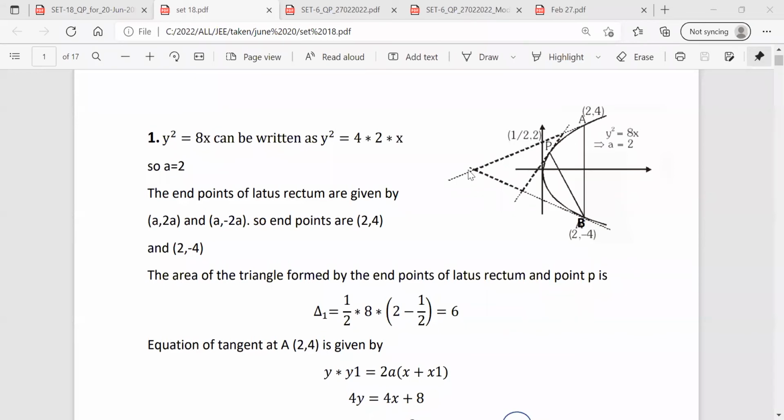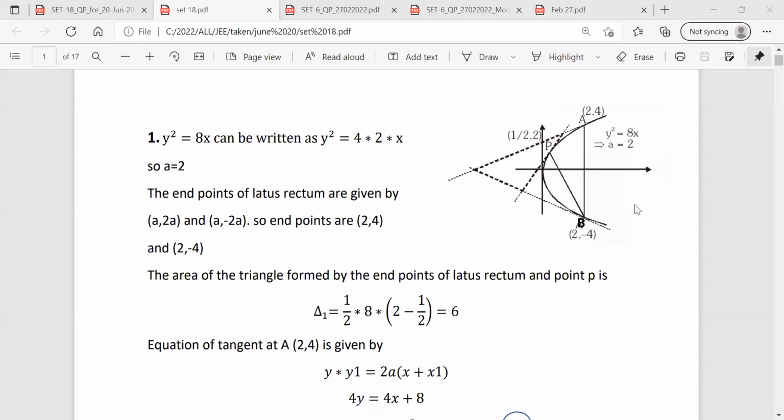Now the next part is we have to draw tangents from these points, and we have another triangle. So in the question, they are asking us to find delta 1 by delta 2. Delta 1 is the area of the first triangle, and delta 2 is the area of the second triangle formed by the tangents. So now let's find out the area of the first triangle, that is APB, and it's delta 1.